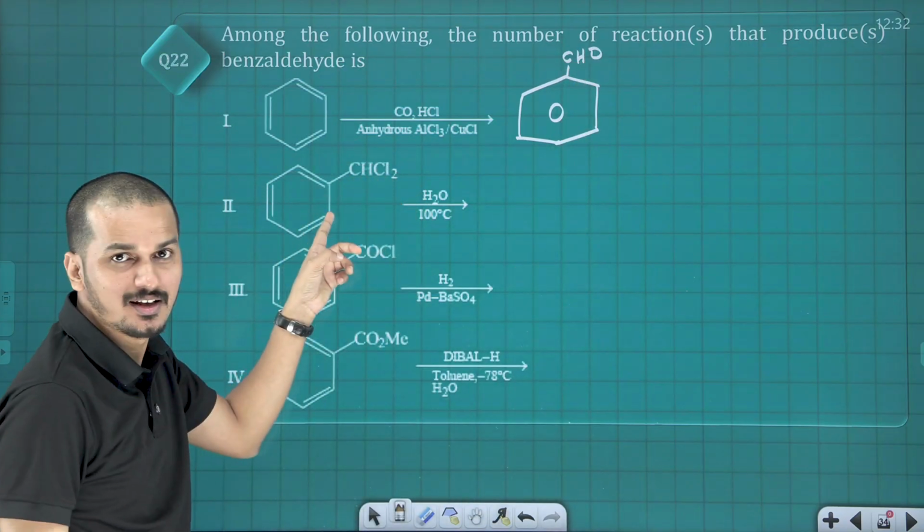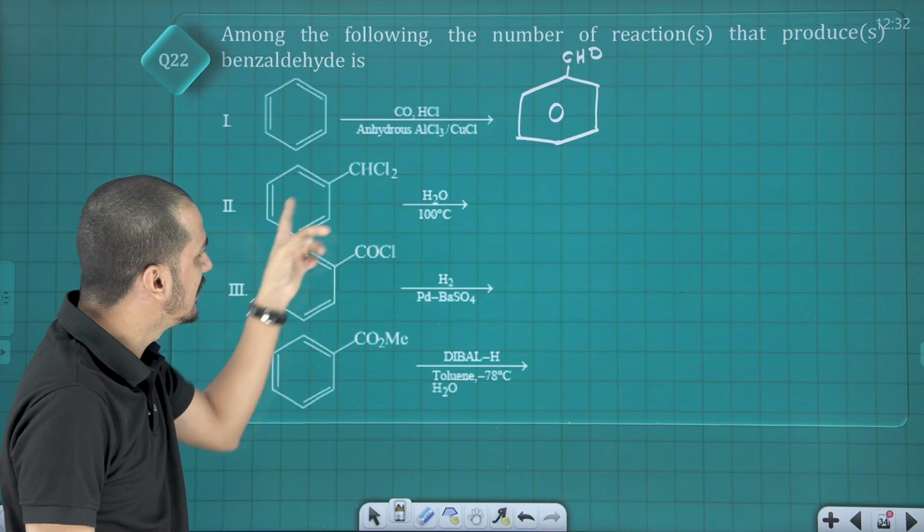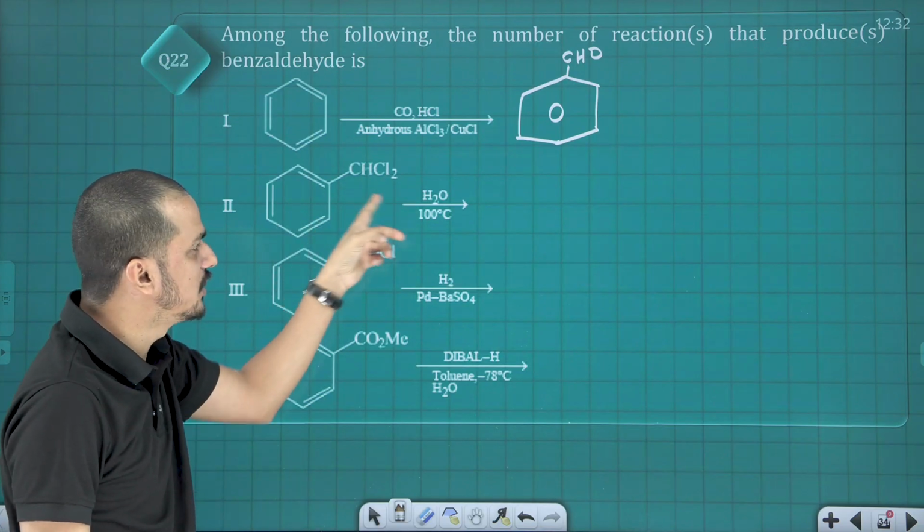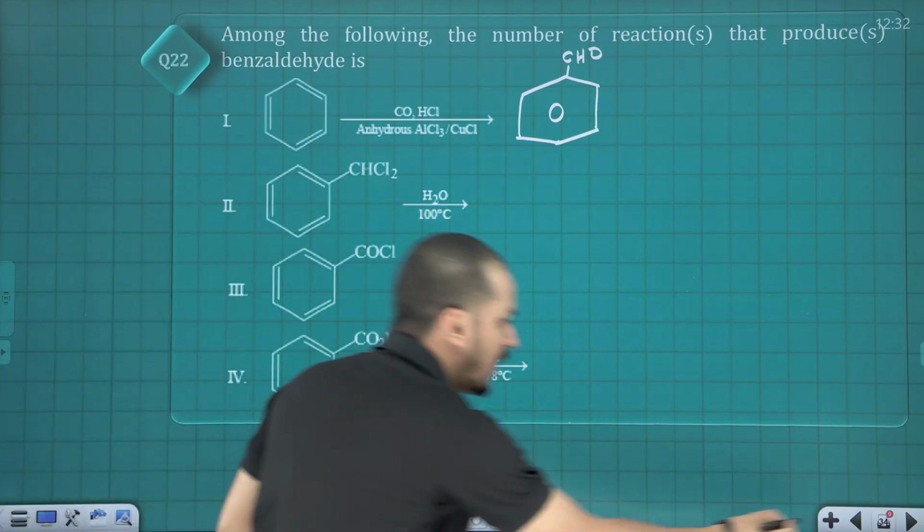What about the second one? You can see here a benzene ring, then CHCl2 is there, that you are treating with H2O. What about that one?